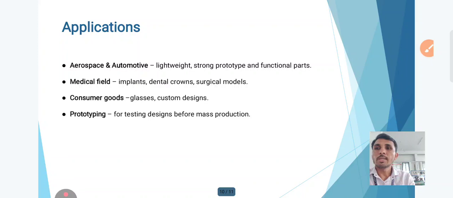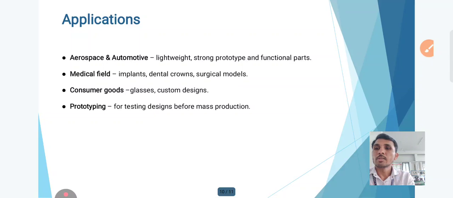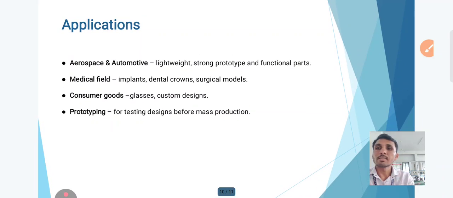Now we see the applications. The application of SLS in aerospace is used to build lightweight products, strong prototypes and functional parts. In medical field, it is used to prepare dental implants, dental crowns and surgical molds. Next application is consumer goods like glasses and custom designs, which are also called custom products. And next application is prototyping for testing design before mass production.